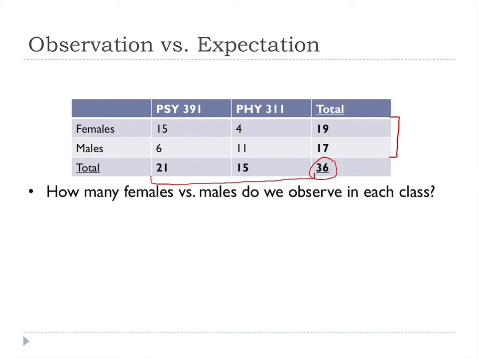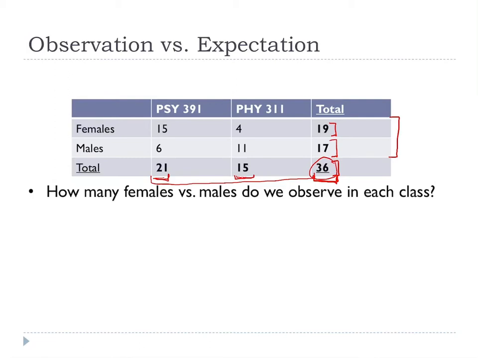This is the total number of students in both classes combined. So here we have 21 in Psych 391, 15 in Physics 311, and that gives us 36 total students. Or if we want to break it down another way, in our total sample we have 19 females plus 17 males equals 36 total students.